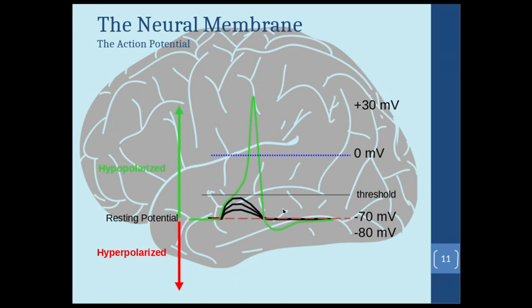At this last point down here, what we have is what we call the undershoot or hyperpolarization phase, because the voltage goes slightly below resting potential as the potassium channels are closing.